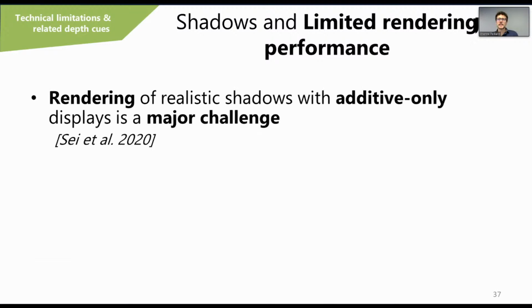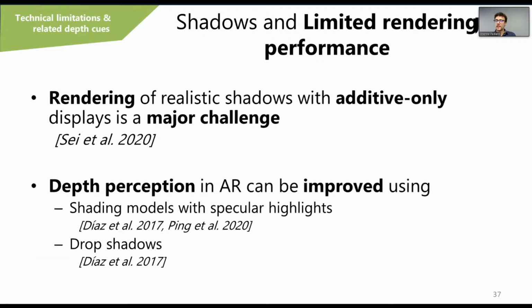Finally, many other cues can be affected by the computational and rendering limitations of mixed reality displays, and in particular, lighting and shadows. It's very difficult to render proper lighting and proper shadows in augmented reality because the devices based on semi-transparent screens can only add light and not subtract it. However, using dedicated shading models or specific shadow techniques such as drop shadows, which are shadows placed just below the objects, can significantly improve distance perception in mixed reality.